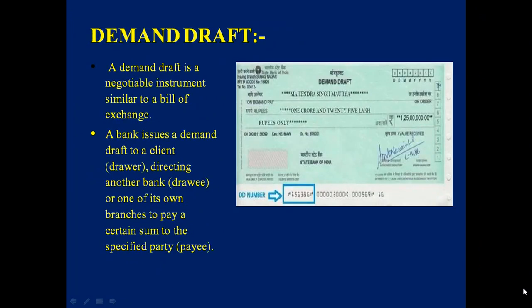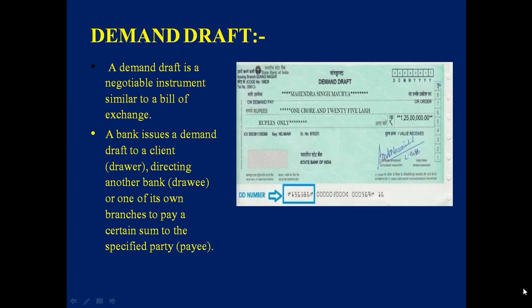Demand draft is also one kind of mode of payment which can be accepted by the front office as per the policy of the hotel. A demand draft is a negotiable instrument similar to a bill of exchange. A bank issues a demand draft to a client, that is called the drawer, directing another bank, that is called the drawee, or one of its own branches to pay a certain sum to the specified party.